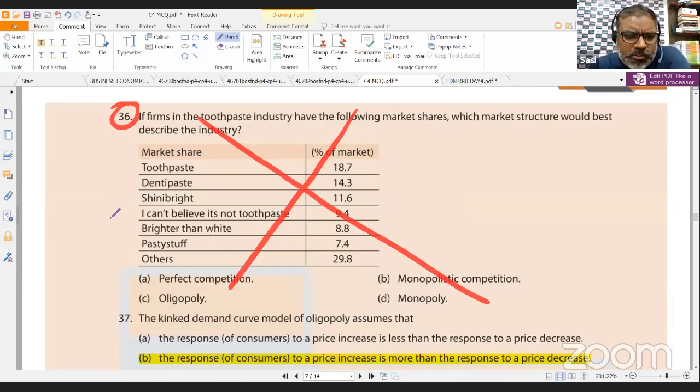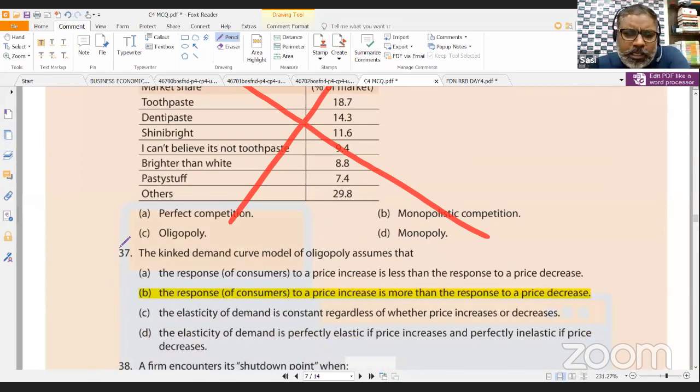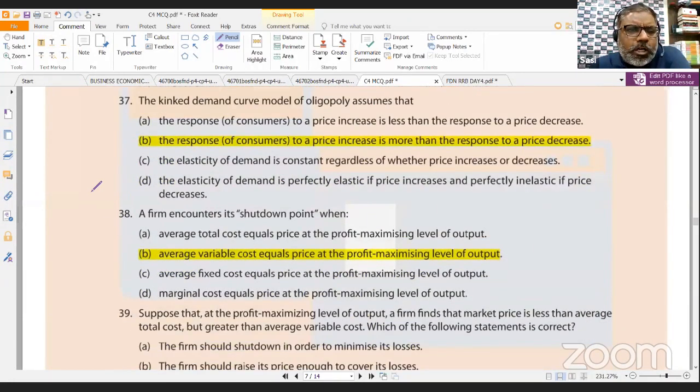We know only names, nonsensical names: shiny bread, toothpaste, and all that. From that, we cannot conclude exactly what it is. In general, yes, it could be a monopolistic competition. Let me not waste more time on such nonsensical questions. Let's move on to another conceptual question, that is the 37th question.